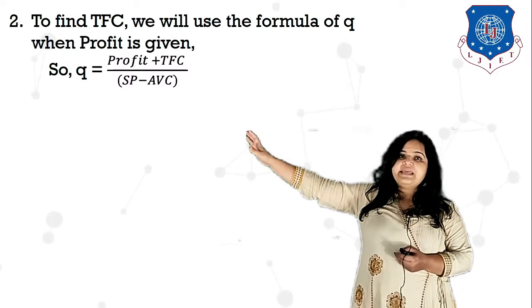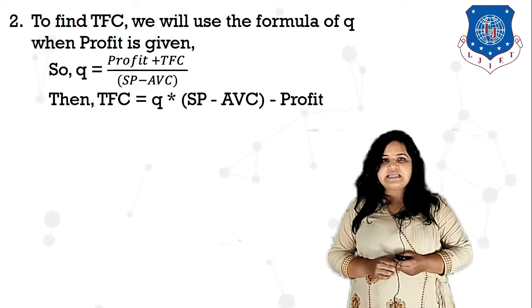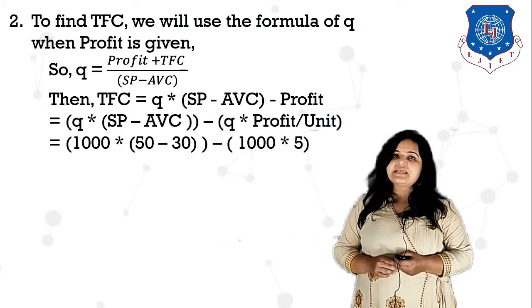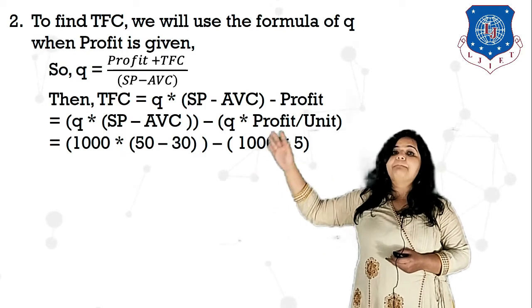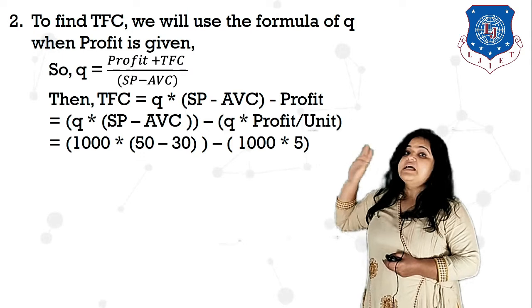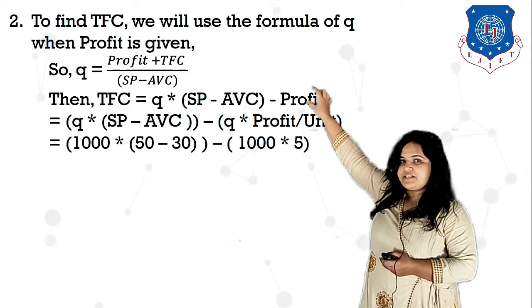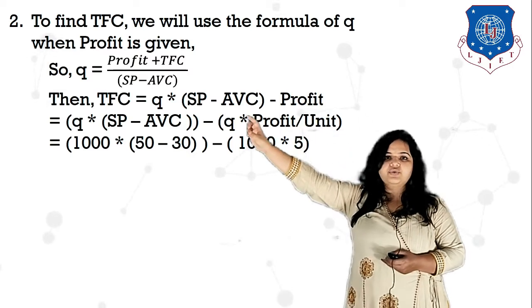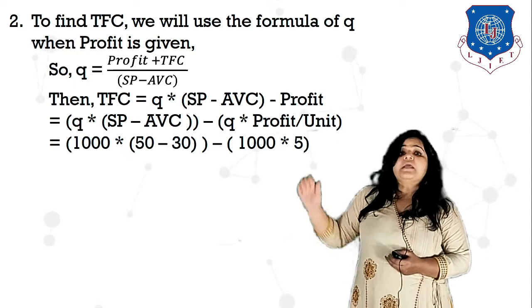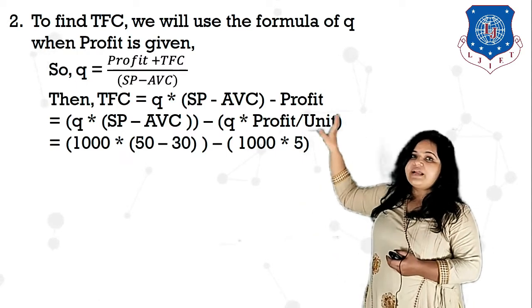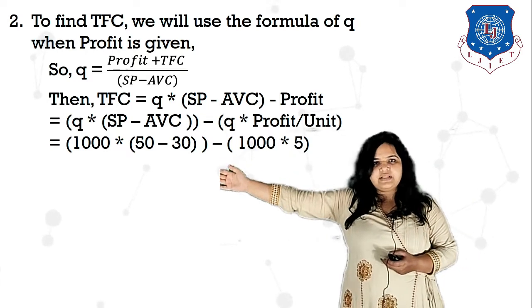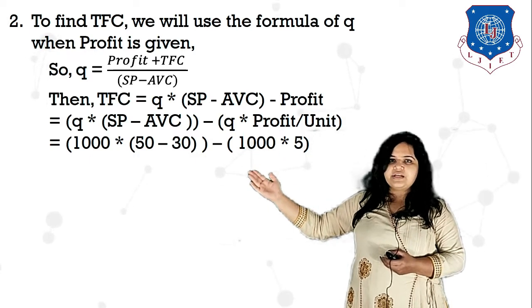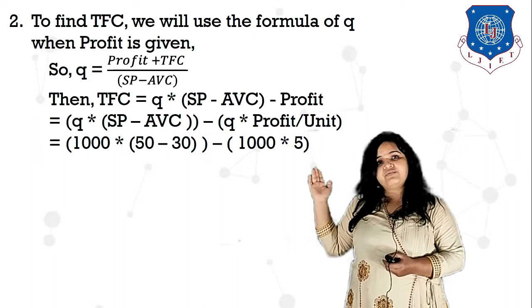We know number of units, we know the profit, we know SP, we know AVC. So making TFC subject of equation, we have TFC is equal to Q into (SP minus AVC) minus profit, is equal to Q into (SP minus AVC) minus Q into profit per unit. Students, here total profit must be considered, and total profit is equal to profit per unit into number of units, which is 1000. Placing all the values from the given values in the numerical, we have Q is equal to 1000, SP is equal to 50, AVC is equal to 30, Q is equal to 1000 again, and profit per unit is equal to 5.